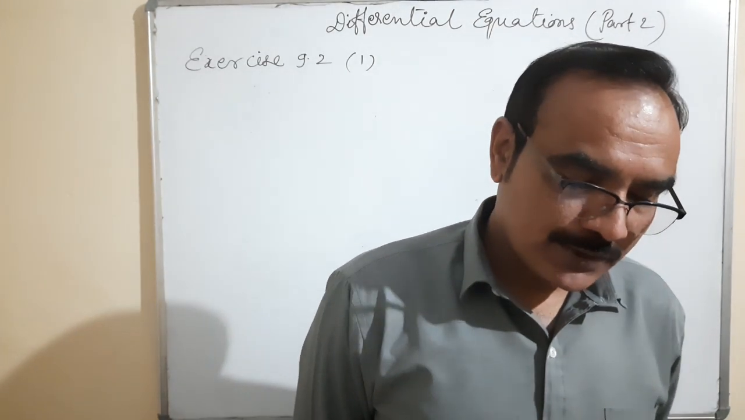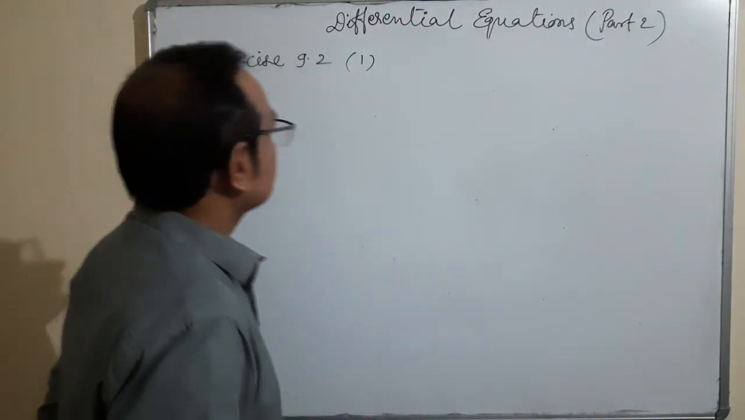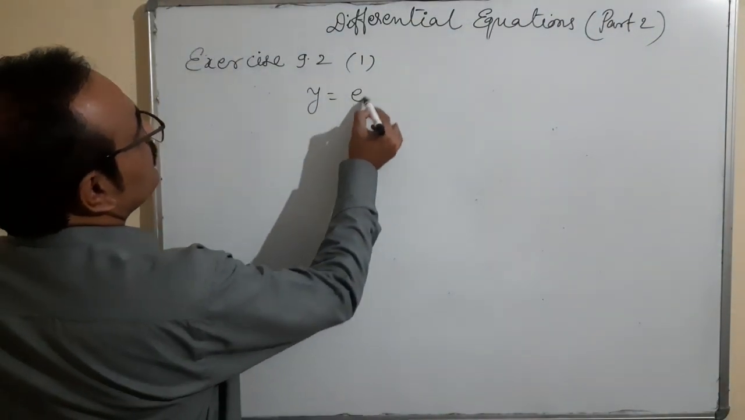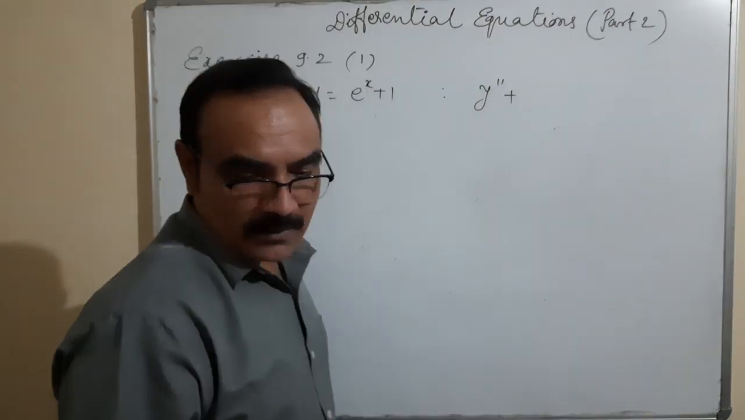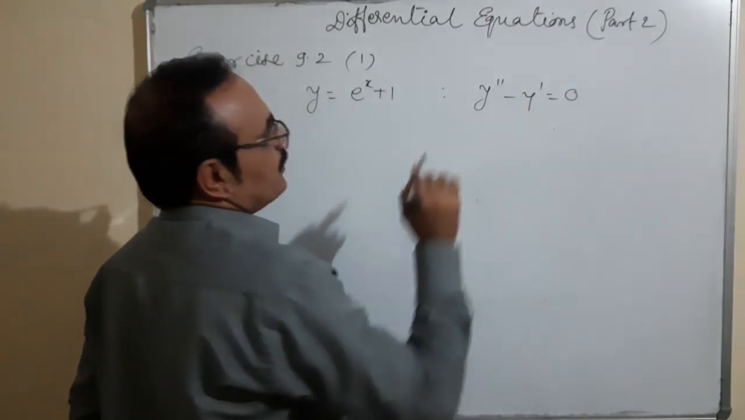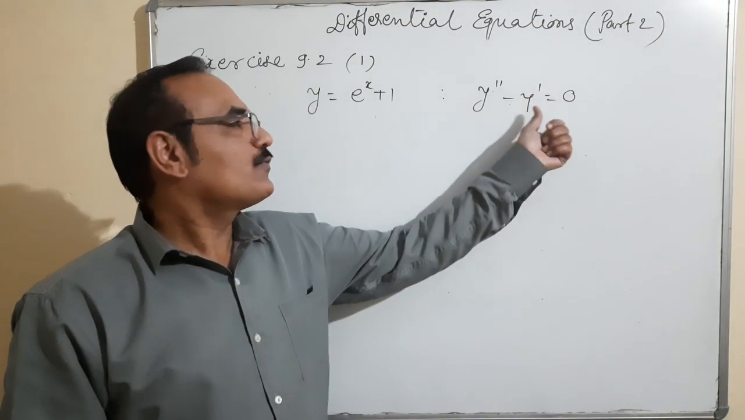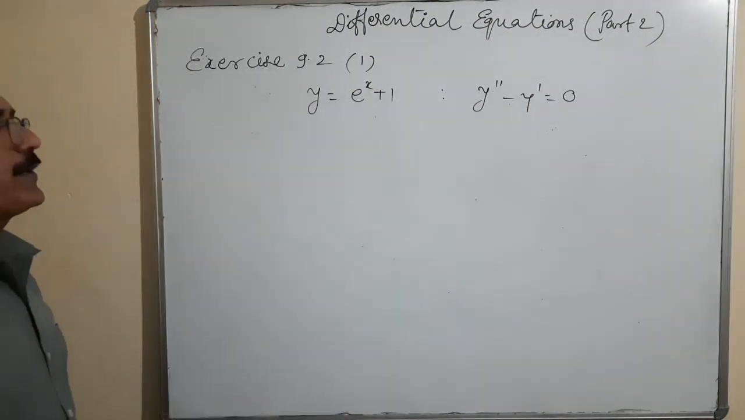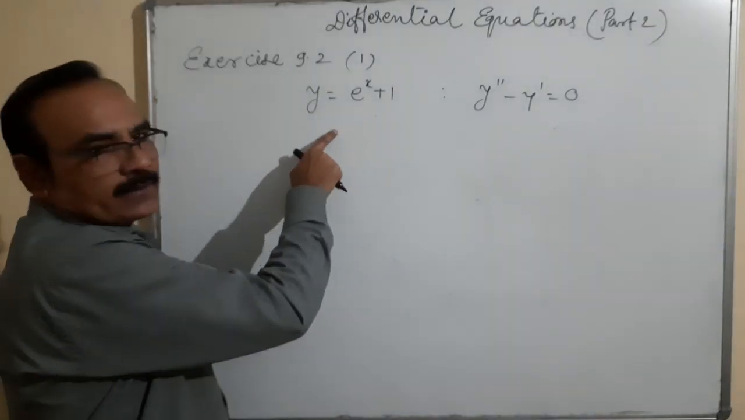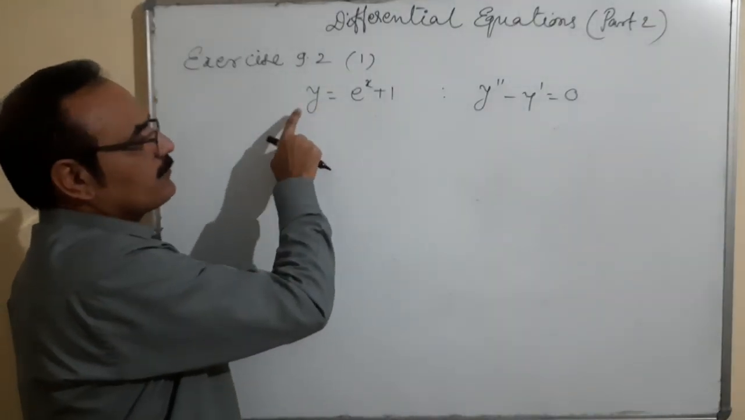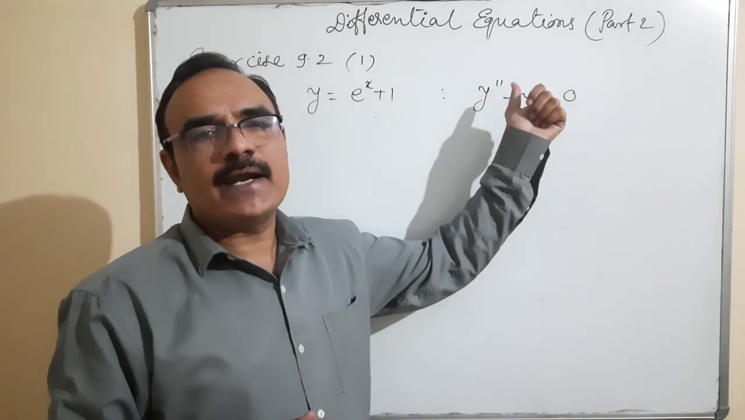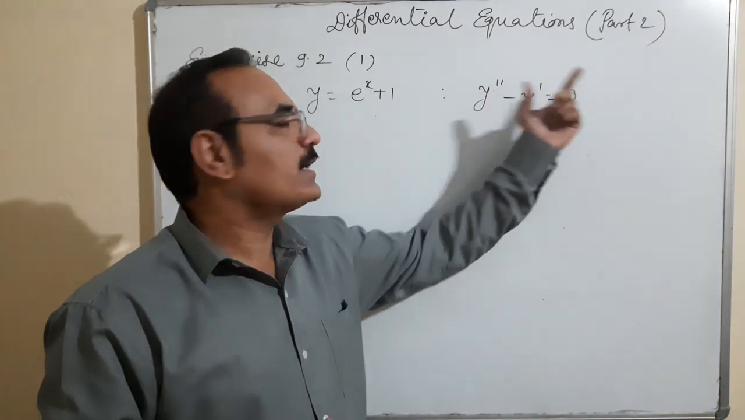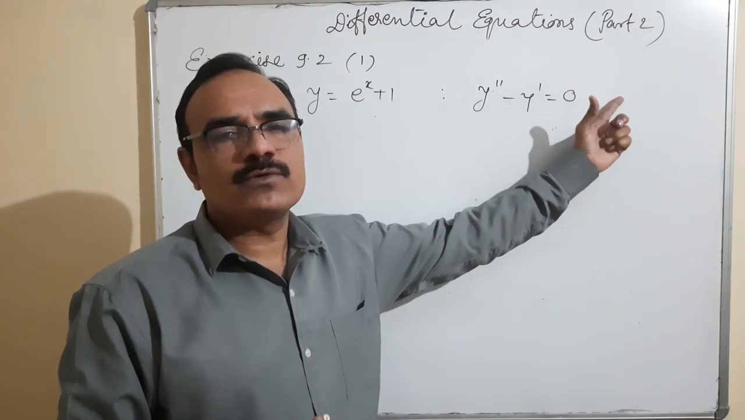So the first question: y is equal to e to the power x plus 1, and the differential equation is y double dash minus y dash is equal to 0. You are aware that y double dash is the second derivative and y dash the first derivative of the function y. With the help of this function, y is equal to e to the power x plus 1, we find the first derivative y dash and y double dash and substitute the values here. After that, we verify whether the result comes equal to 0, yes or no.